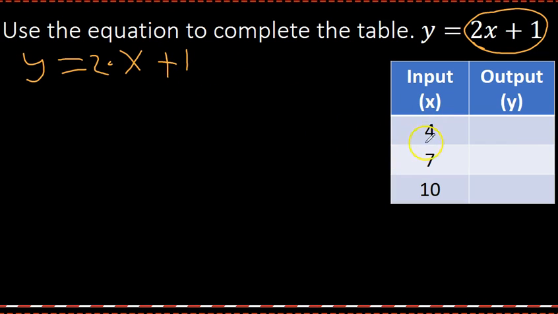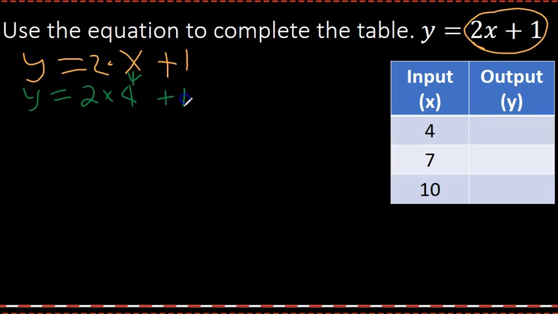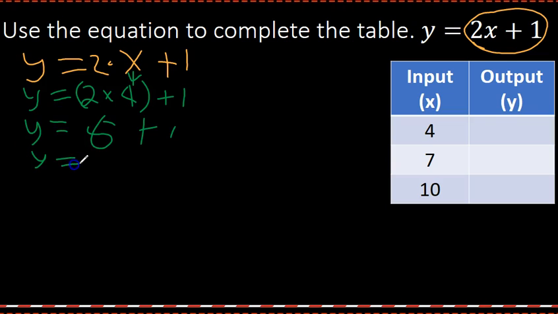So make sure you follow the order of operations. When x is equal to 4, we're going to replace x with 4. So y equals 2 times, instead of 2 times x, we write 2 times 4, and then plus 1. You have to multiply first. So 2 times 4 is 8. So y equals 8 plus 1, which is 9. Very good. So when the input is 4, when you put in 4, the output will be 9. You get that? All right, very good.